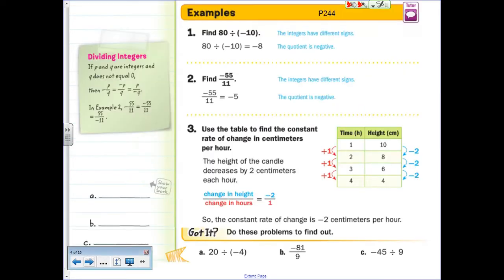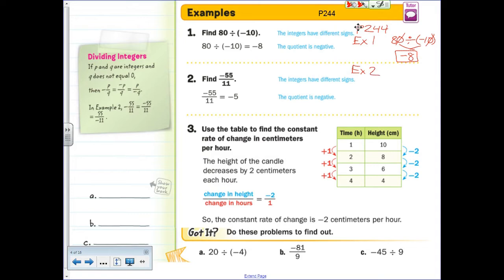Let's take a look at the examples. So again, this is on page 244, number 1. Again, all you really need to write is 244, example 1. Write the problem. Dividend 80 divided by divisor negative 10. 80 divided by 10, you could just mark off zeros and you would get 8, but because one's positive and one's negative, the answer is negative.